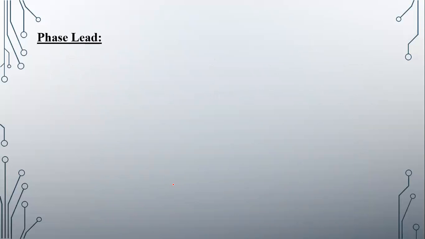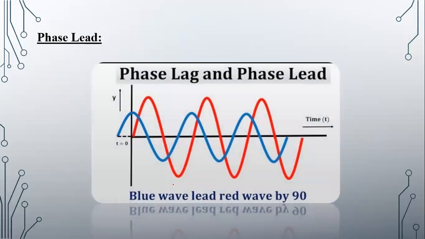Now there is another term: phase lead and phase lag. To understand this, we have this waveform. There is a pattern where two waves are traveling in the same direction but with a phase difference. Now you will note here which one is leading and which one is lagging.